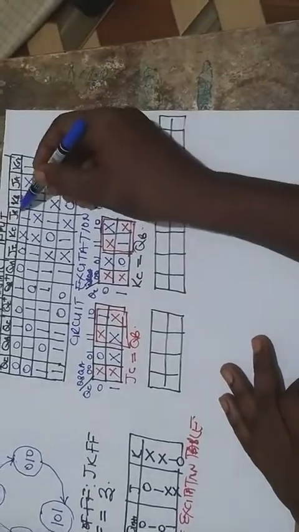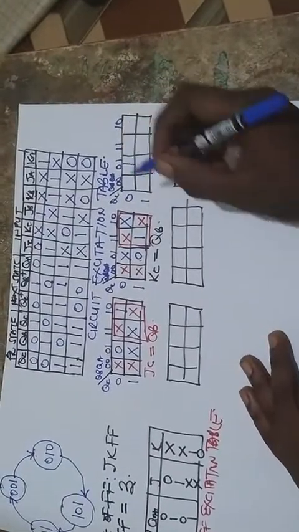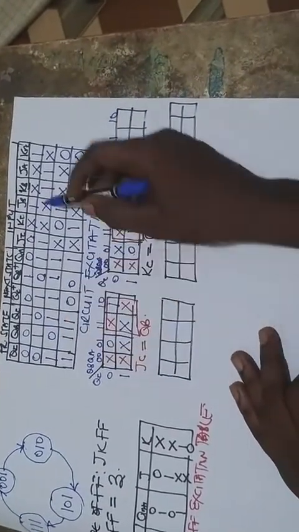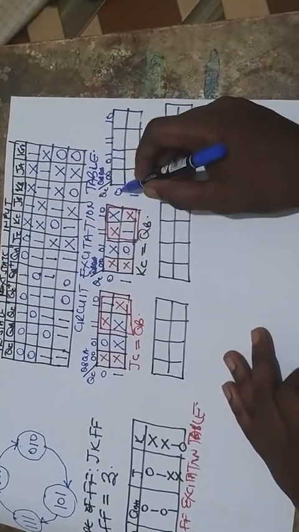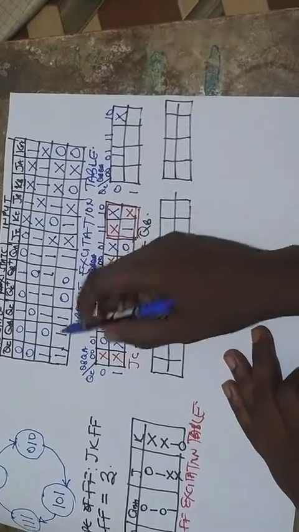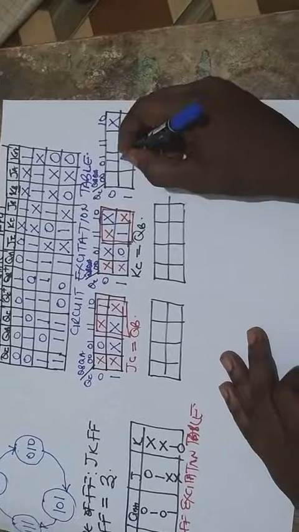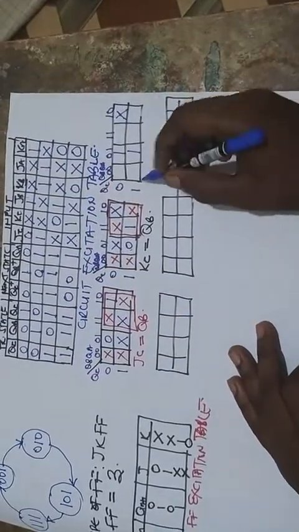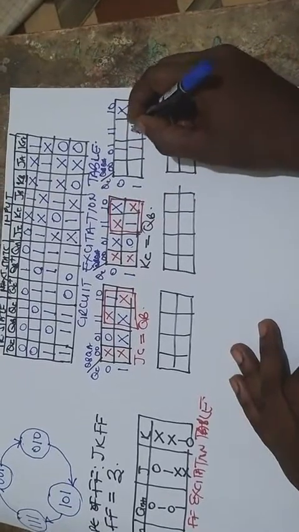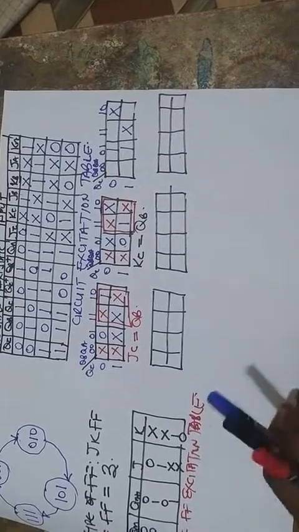Okay, so we are doing for JB. So 001 is 1. 010 is don't care. 101 is 1. And 111 is don't care. So I can fill in these blanks, right?